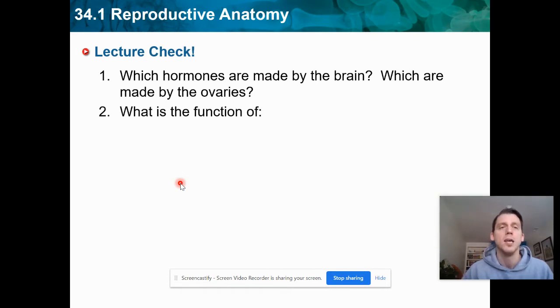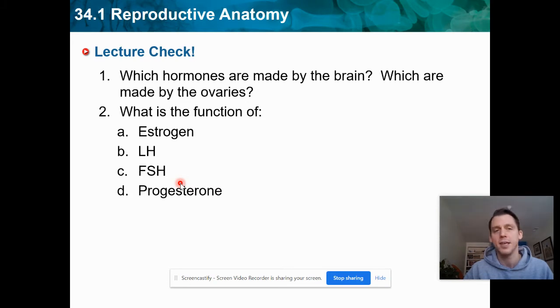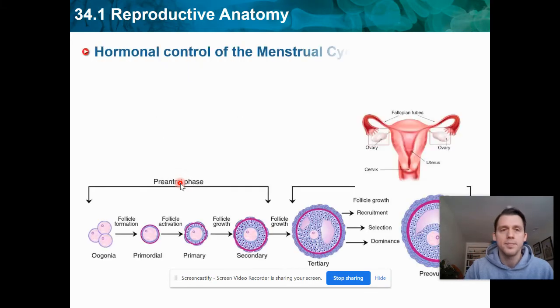All right, here's lecture check number 2. What is the function of these things? I just mentioned it, so take a moment and write down those functions now. Again, estrogen developing the uterus, LH causing ovulation, FSH developing the egg, and progesterone developing the uterus.